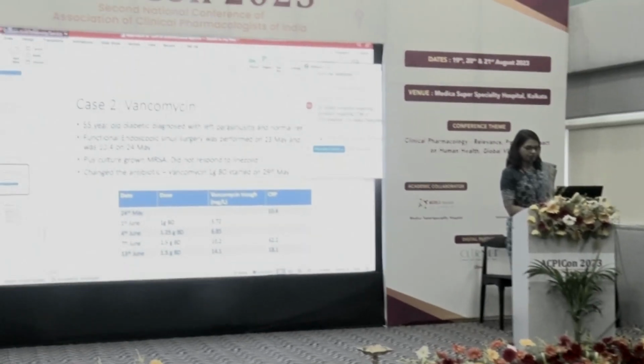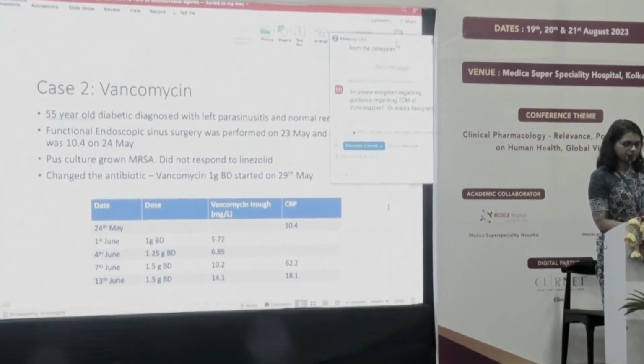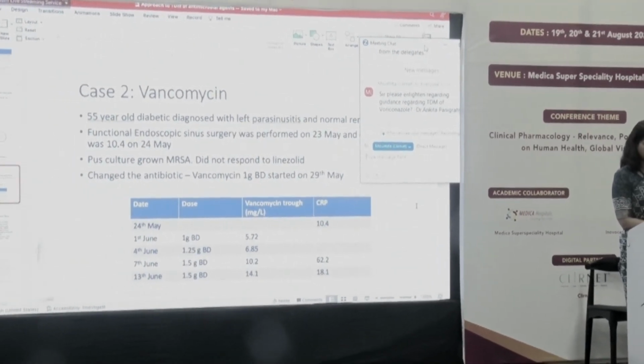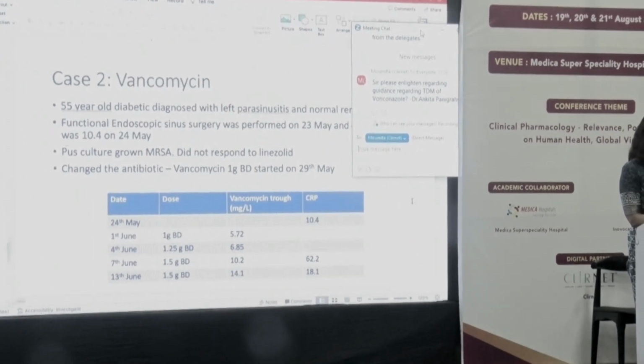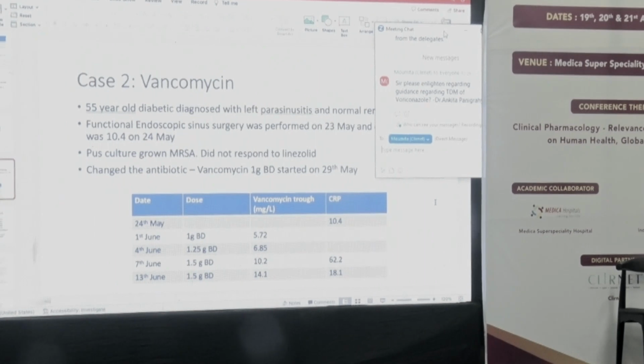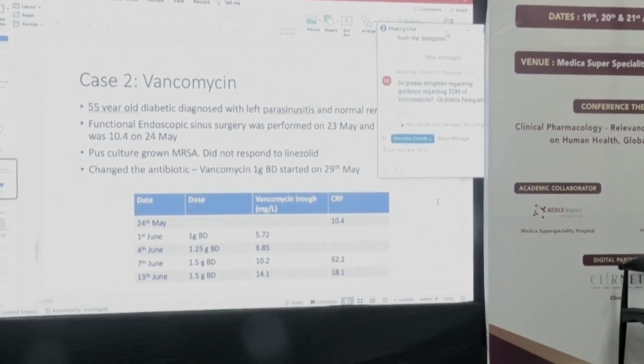So essentially, sir is asking: from 1st June, 1st June was the first vancomycin concentration done, and then the second dose adjustment was done on 4th June, then 7th and 13th. So about 3 to 4 days gap in between each. So how much is the time that was taken?